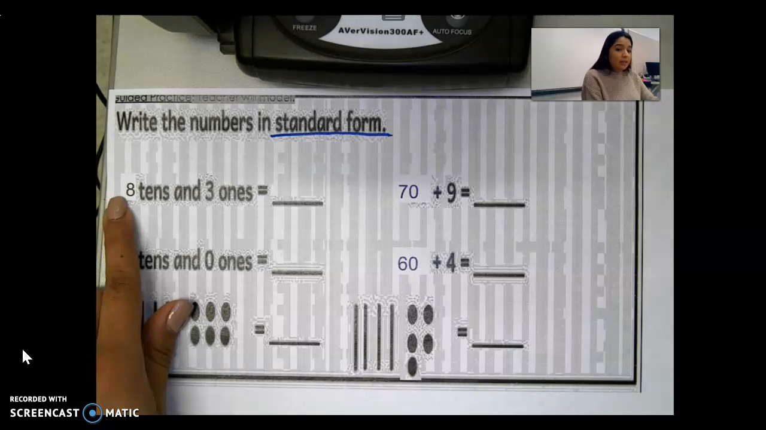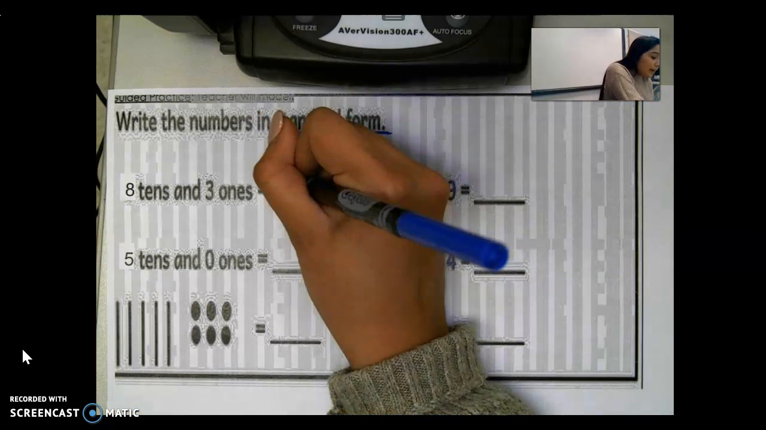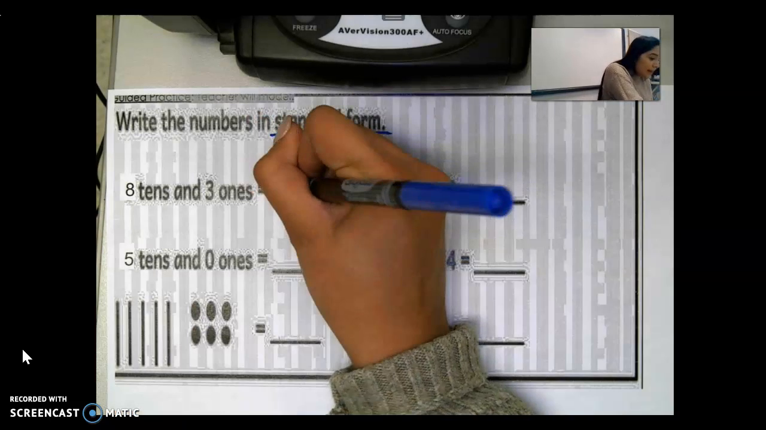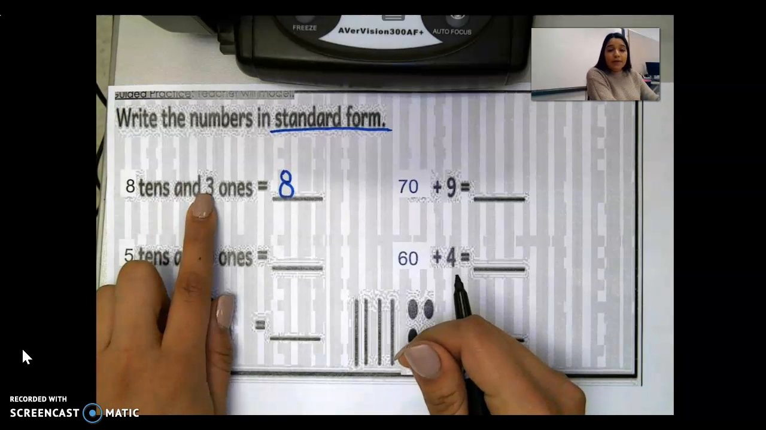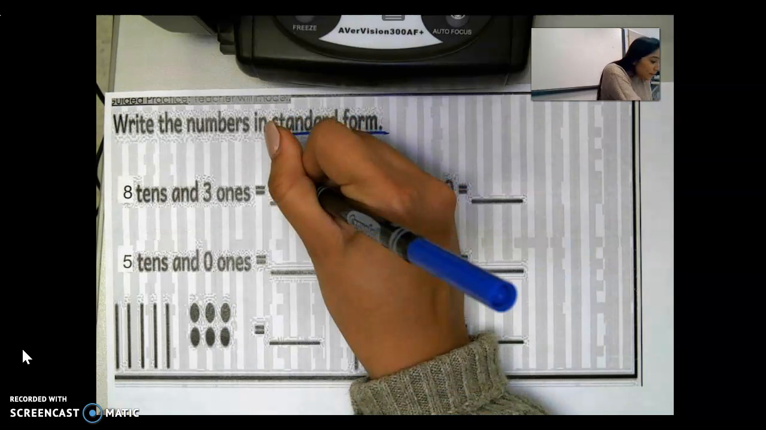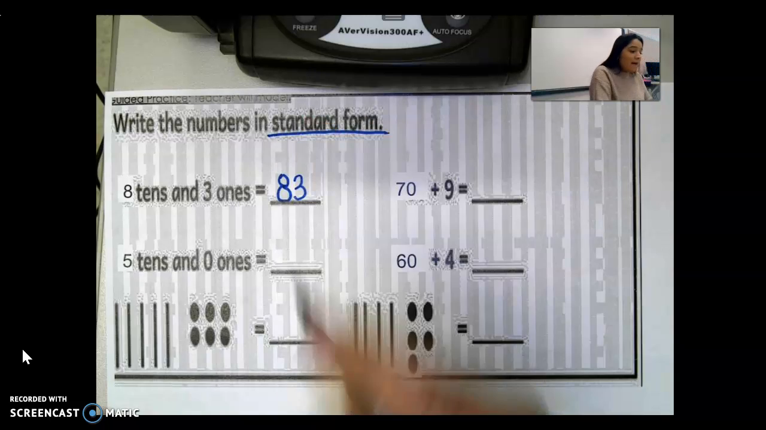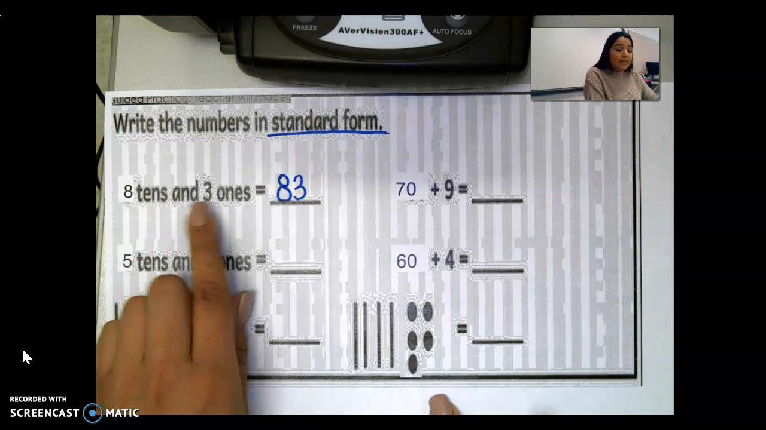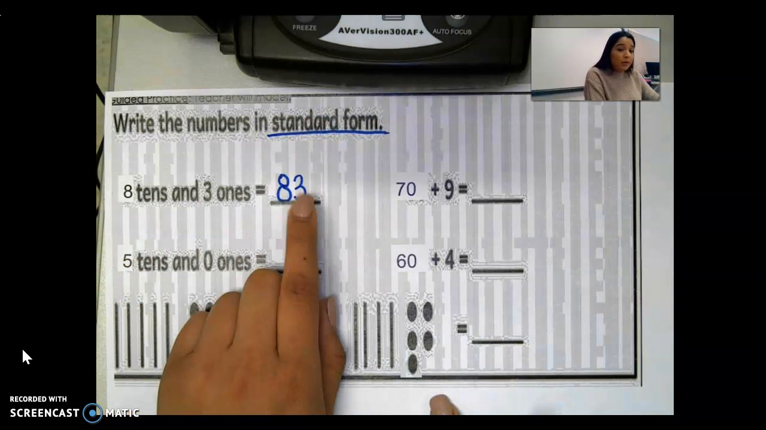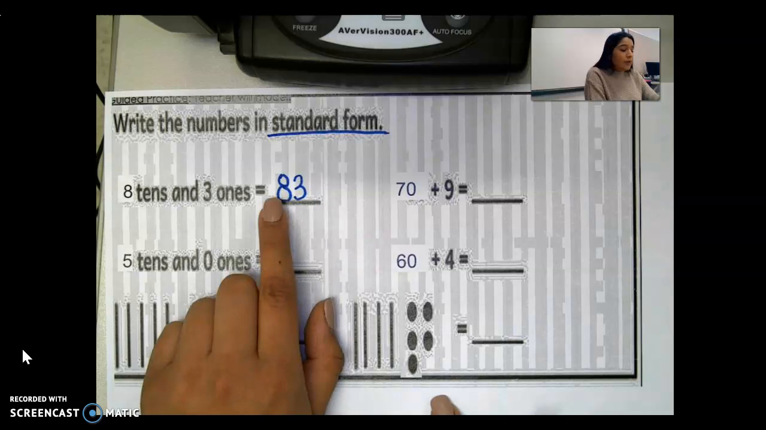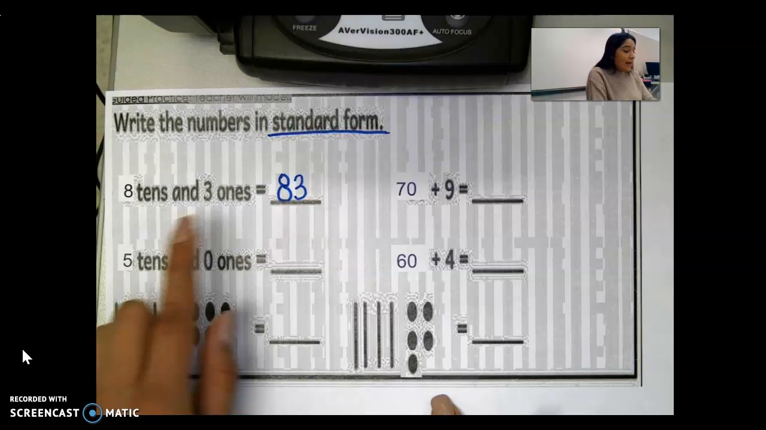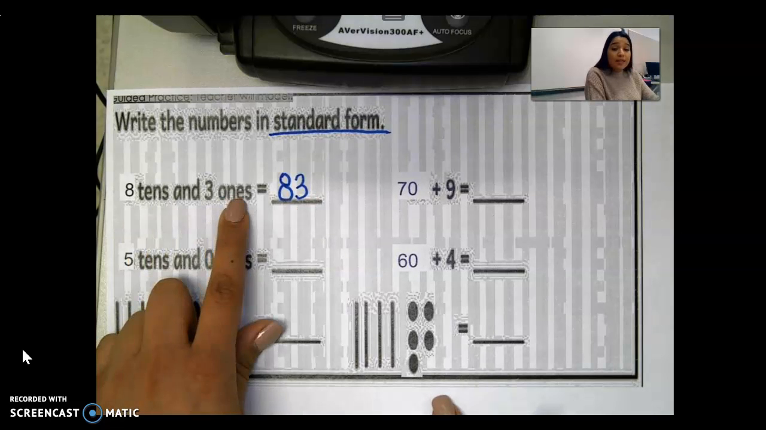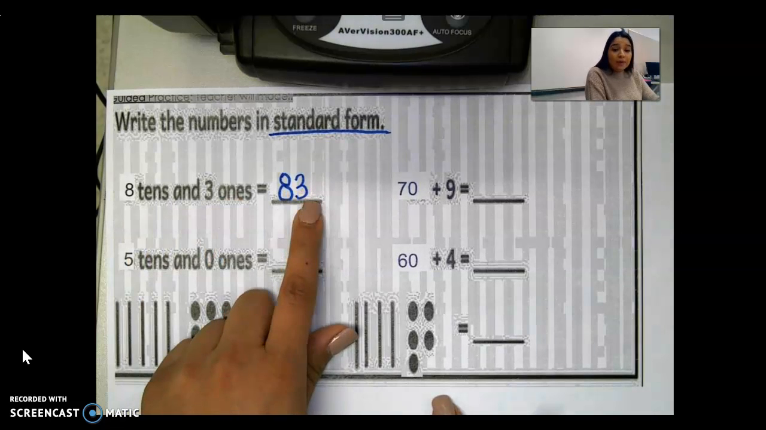So how many tens do we have? 8. And then how many ones do we have? 3. Then we have 8 tens and 3 ones, because our ones is always the last digit. So we have 83. 8 tens and 3 ones equals 83.